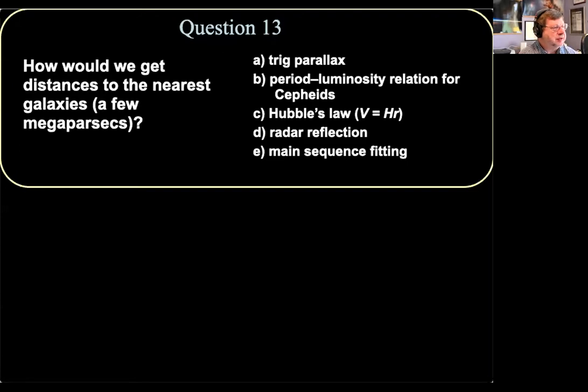What is a good measure is using Cepheids. Cepheids will go out to certainly approach the nearest galaxies. So the correct answer for this one is actually B. You really only use Hubble's law when you're talking about very, very distant galaxies where the recession velocity is much larger than the peculiar velocity, because galaxies are moving around each other all the time.